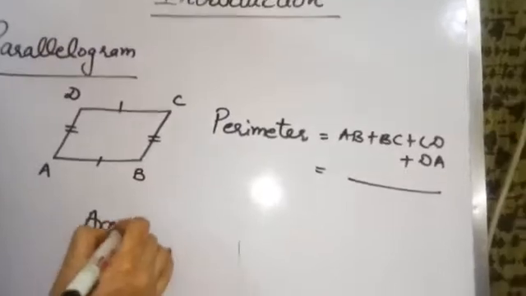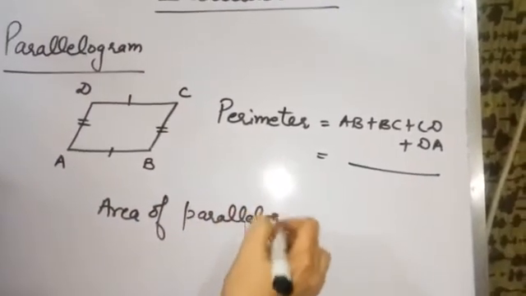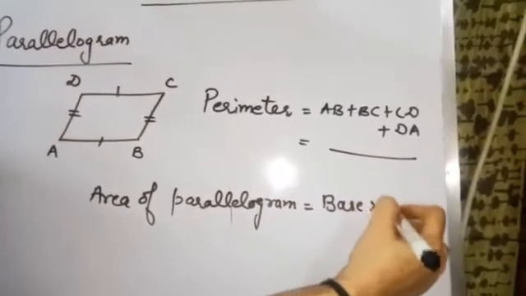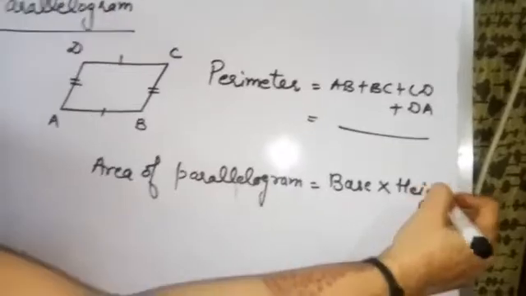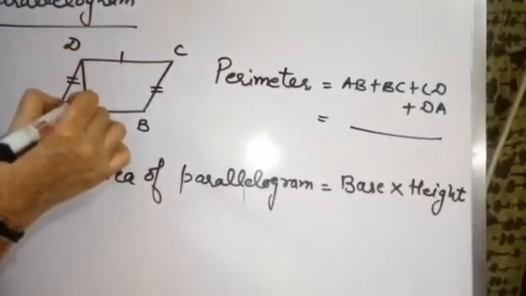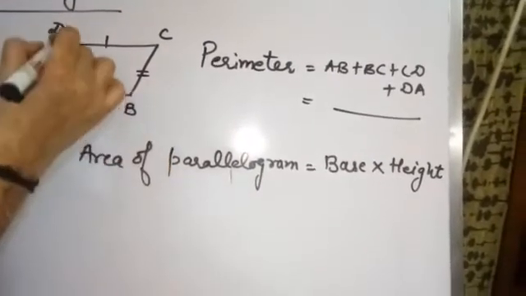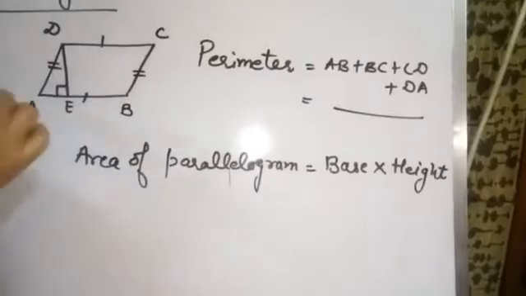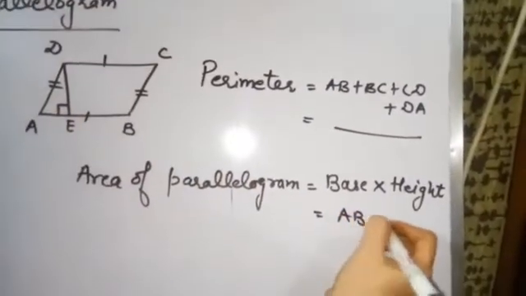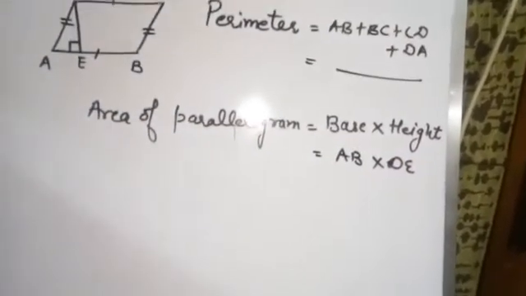The next is the area of a parallelogram. The formula for the area of a parallelogram is base into height or altitude. Both are the same. Height and altitude both are the same. Now what is altitude? From the vertex, draw a perpendicular to the opposite side. So if you are taking AB as the base, this DE is the altitude, and the area of the parallelogram is base AB into DE. Whatever lengths are given to you, this is the area of the parallelogram.